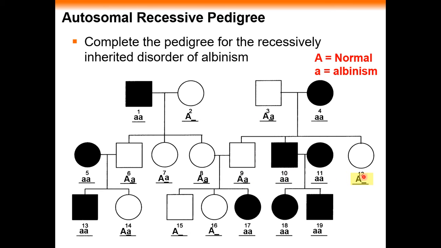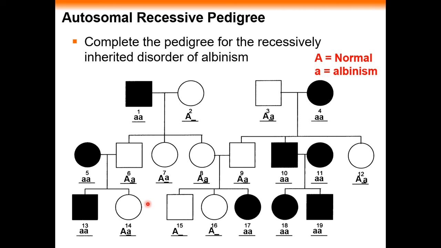What about this individual here? What are they? Homozygous dominant or heterozygous? They have to be heterozygous. Dad had to pass on the capital A because mom couldn't have, and mom had to pass on the lowercase a. So we're left with these here and these here. Number 2, number 15 and 16.